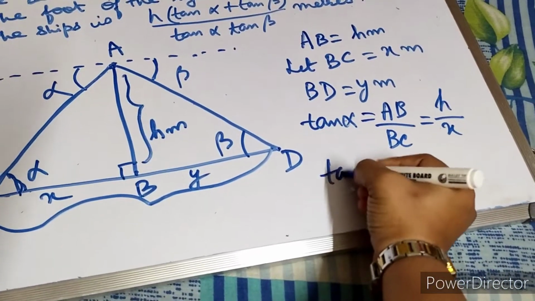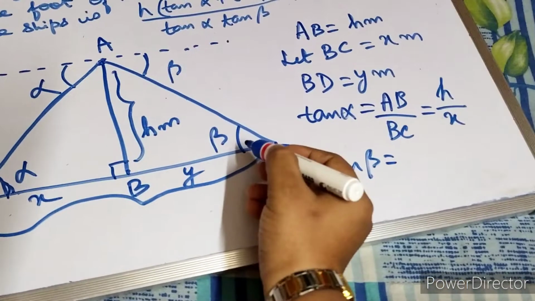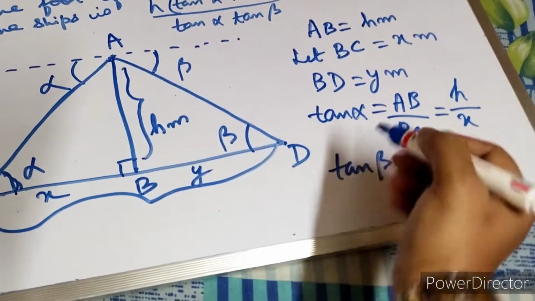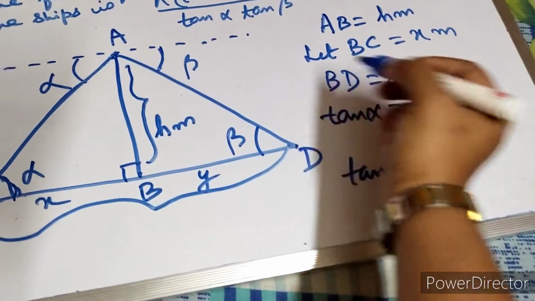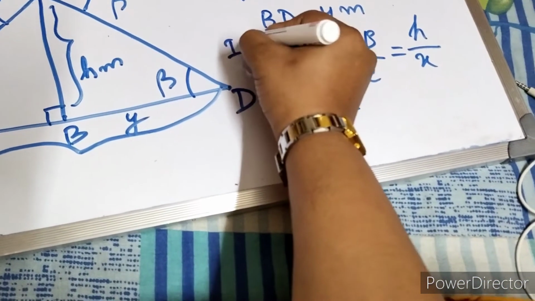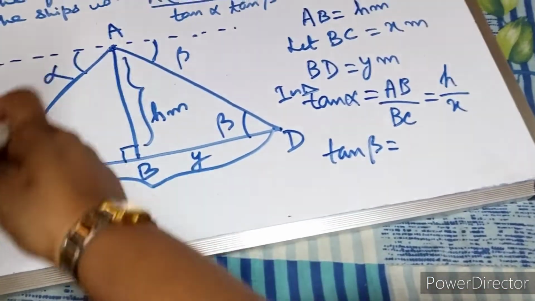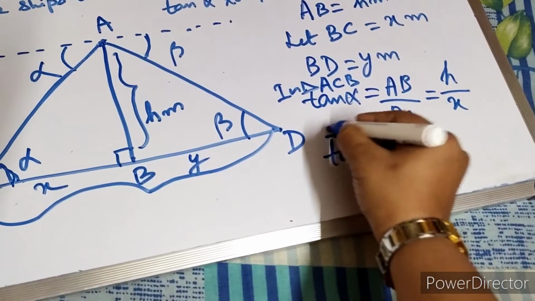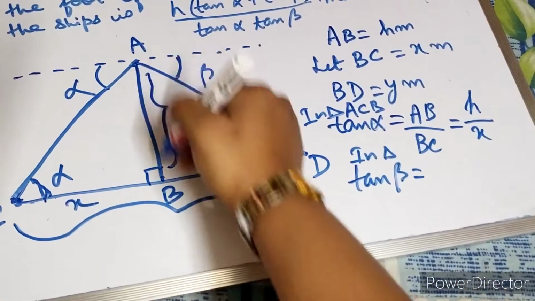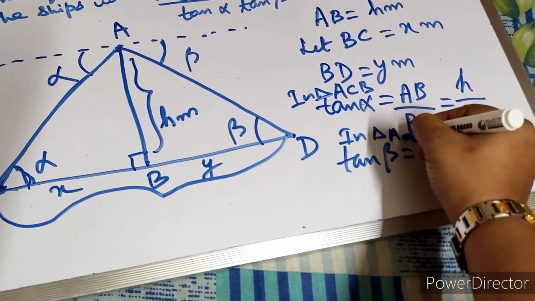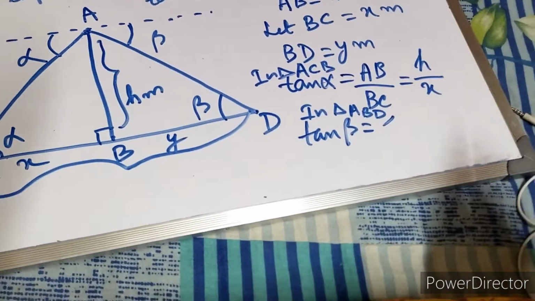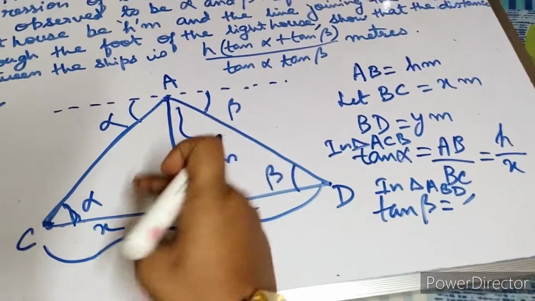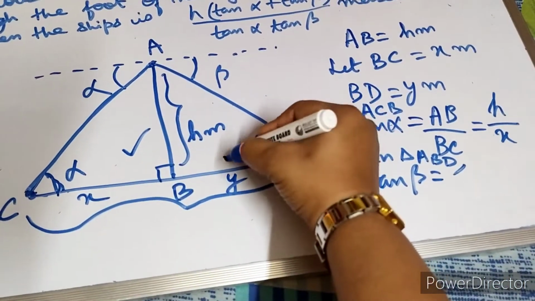Again, what is tan beta? If we are considering this triangle, you should write the triangles, of course. The first triangle was ACB, and here in triangle ABD. You should write the triangle actually. First we considered this triangle and now we are considering this triangle.